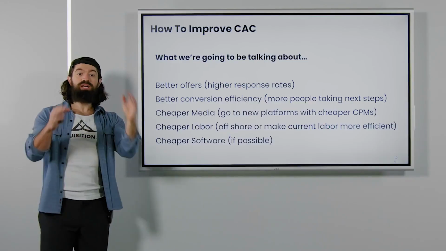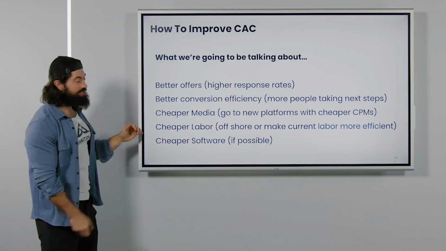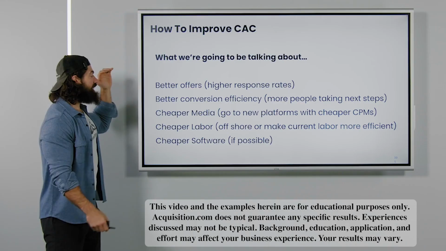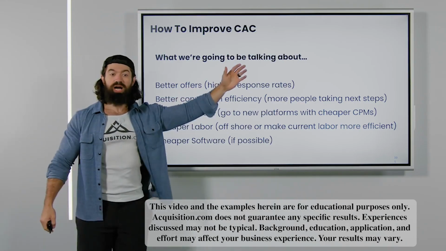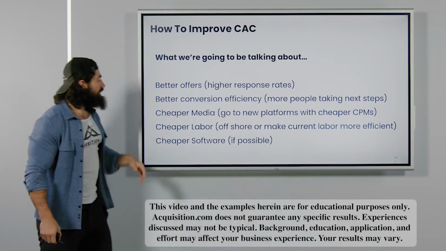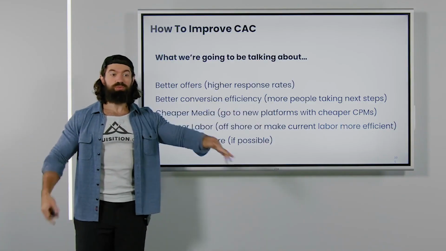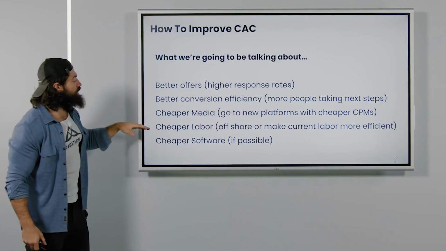But fundamentally, if you had nothing else and you just needed a cheat sheet for this, it would be: you make better offers, that gets you higher response rates. And if you make better offers, you're also going to convert a higher percentage of people. More people are going to take the next step. If you have better offers in general, your CPMs are also going to go down because people are like, oh, this is a better offer. Great. You'll have cheaper labor.